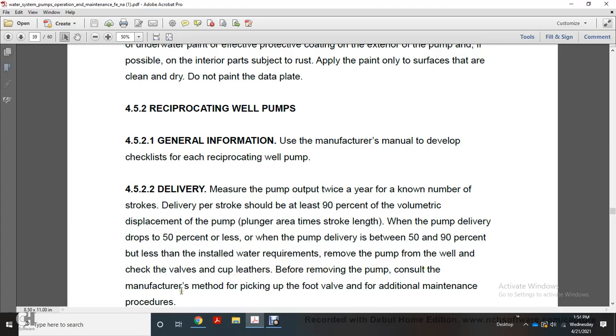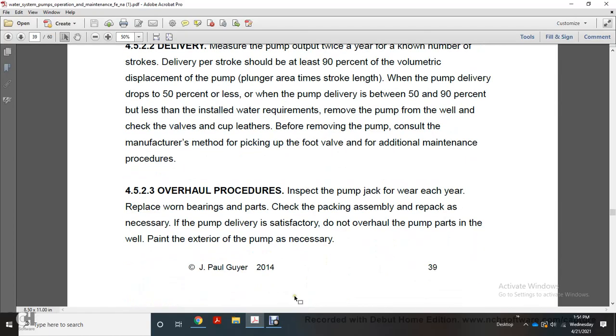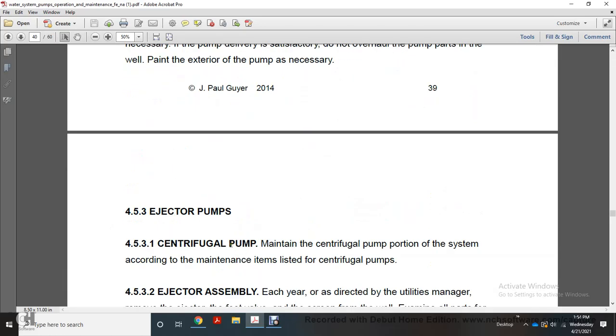Before removing the pump, install the manufacturer's method of picking up the foot valve with additional maintenance procedures. Overall procedures: inspect the pump jack for wear each year and replace the worn parts. Check the pump packing assembly. Repack if necessary. If the pump delivery is satisfactory, do not overhaul the pump parts in the well. Paint the exterior of the pump if necessary.